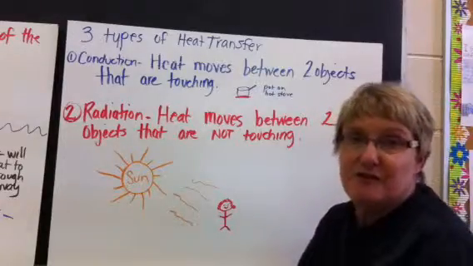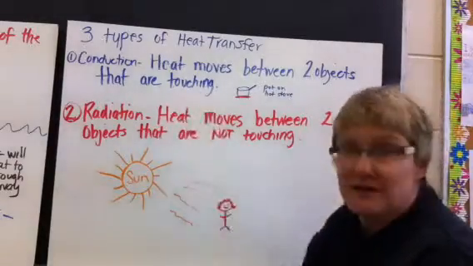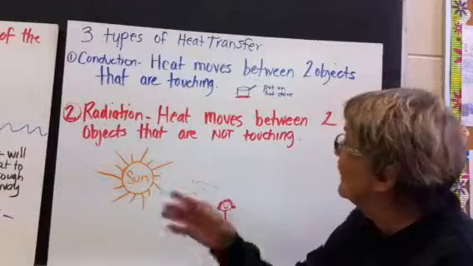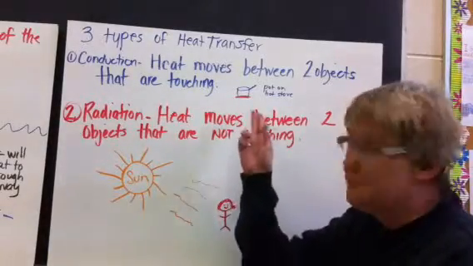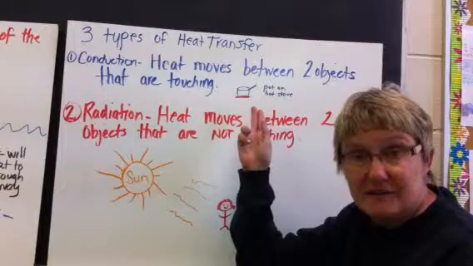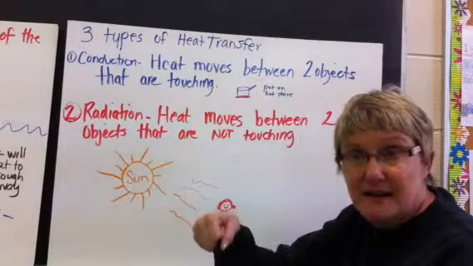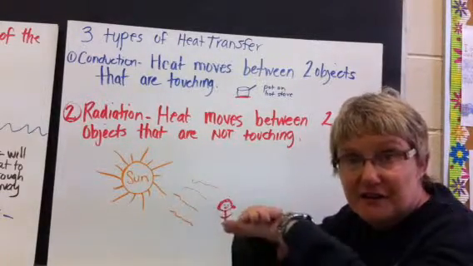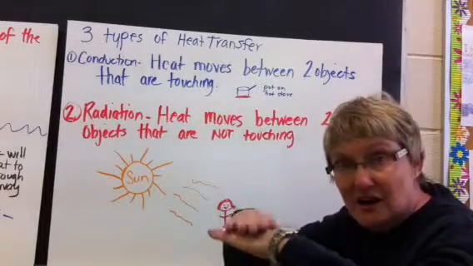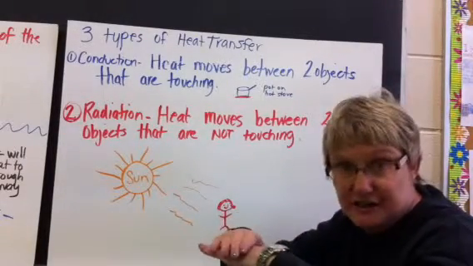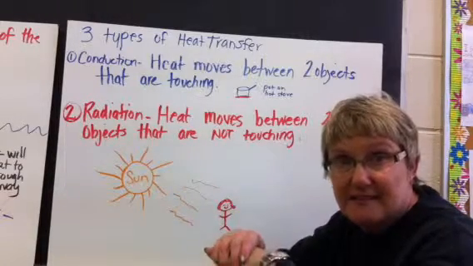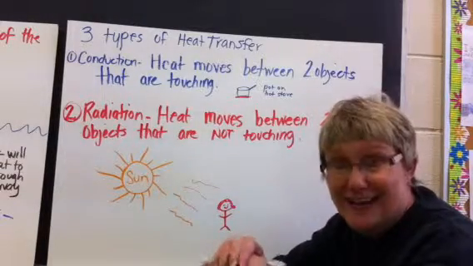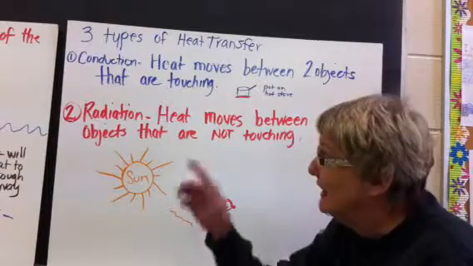Okay, there are three types of heat transfer. First one is conduction, and that's when heat moves between two objects that are touching. Now I've drawn a picture here of a pot on a hot stove. That pot got hot because of conduction. The pot is sitting on the hot stove, they are touching, and the heat is going from the hot stove to the pot. That's conduction. They have to be touching.